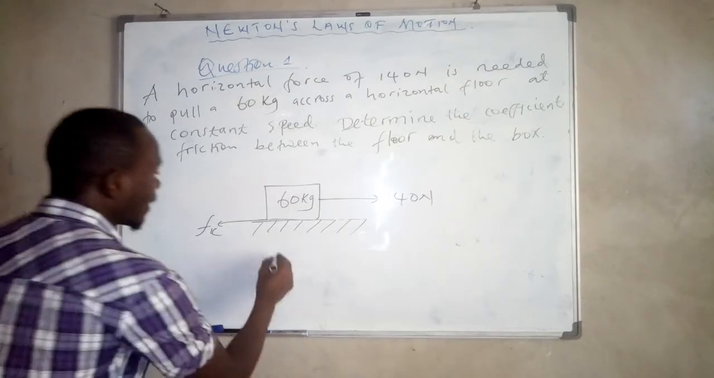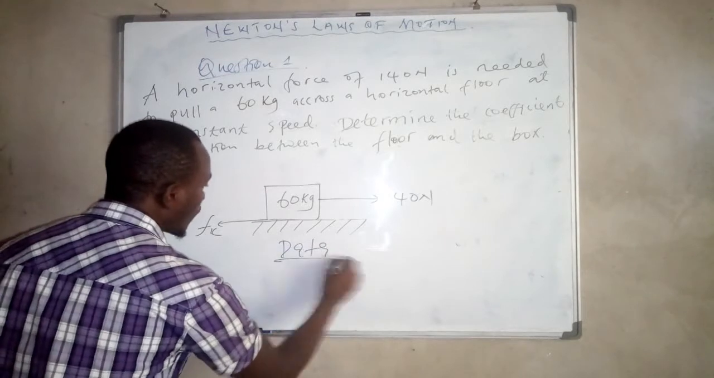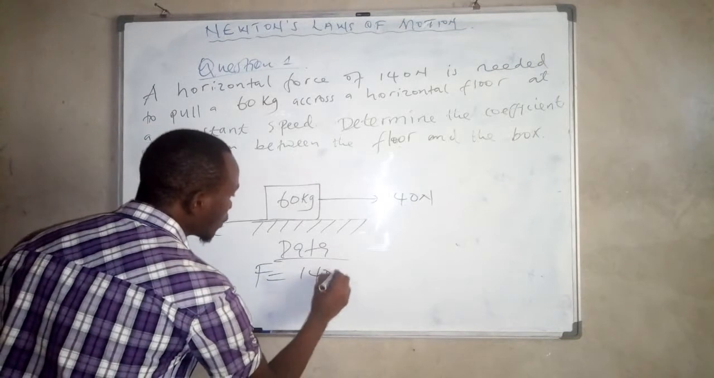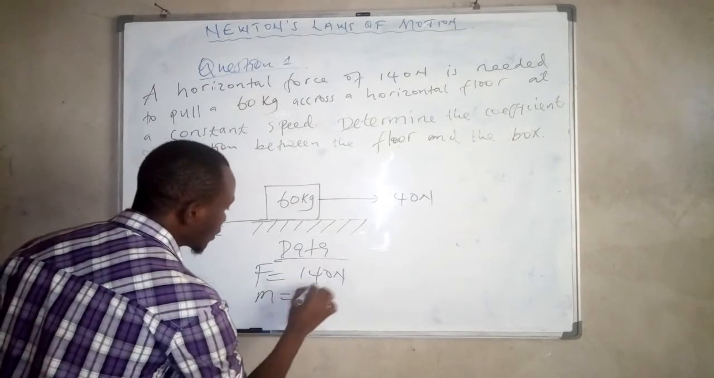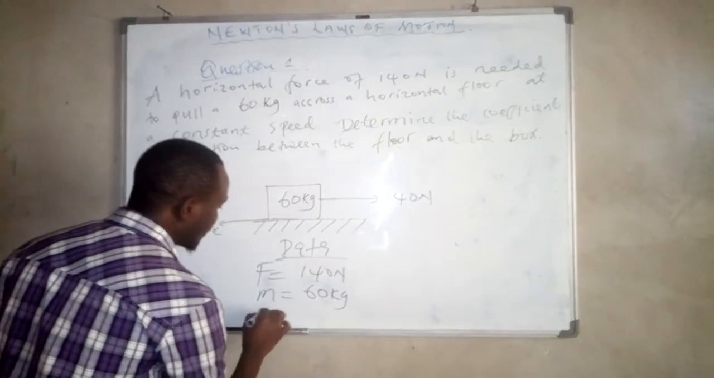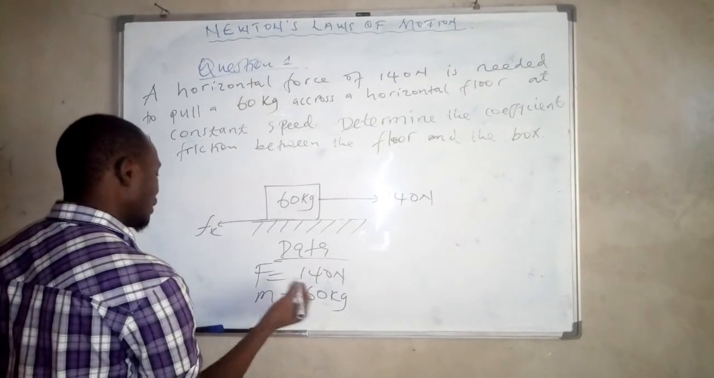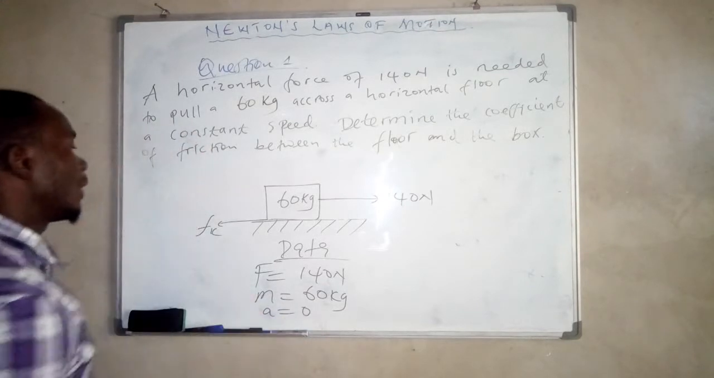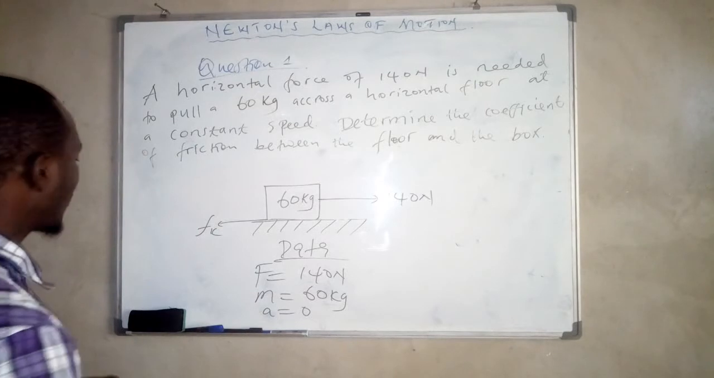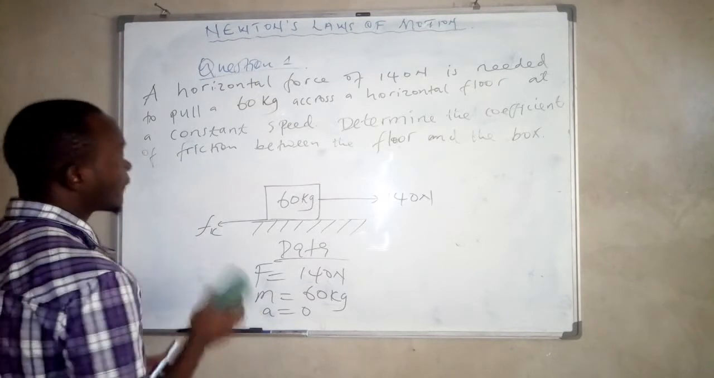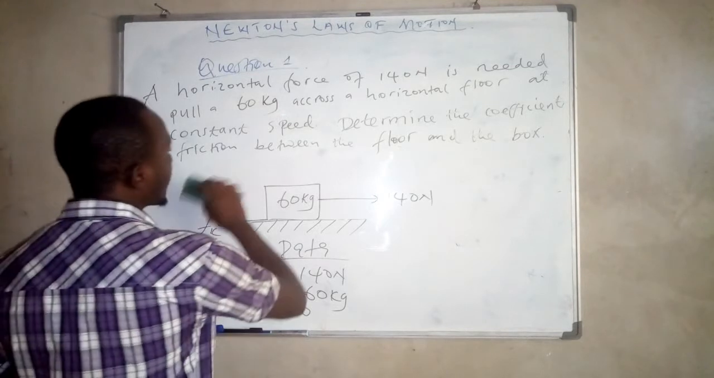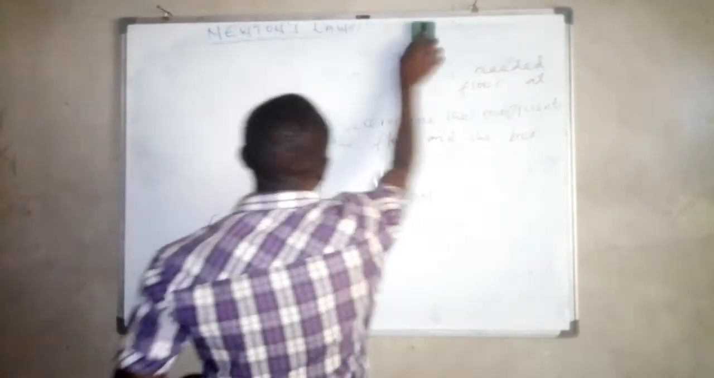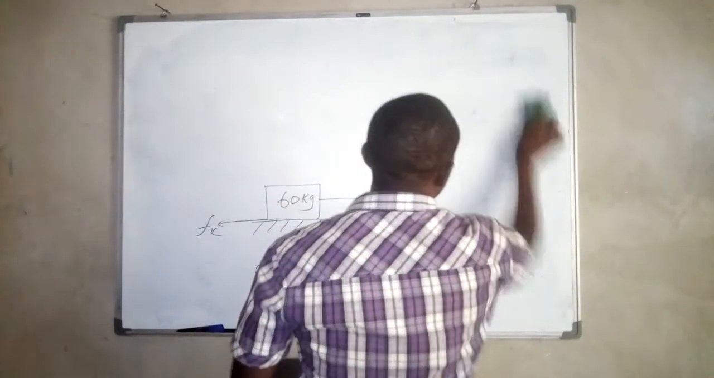Here we've been given the information that the force is equal to 140 newtons, and the mass is 60 kg. The velocity or speed is constant, meaning the acceleration is 0 because there's no change in velocity. Now let's find the coefficient of kinetic friction. Let me just wrap the top part here and see how we're going to proceed.